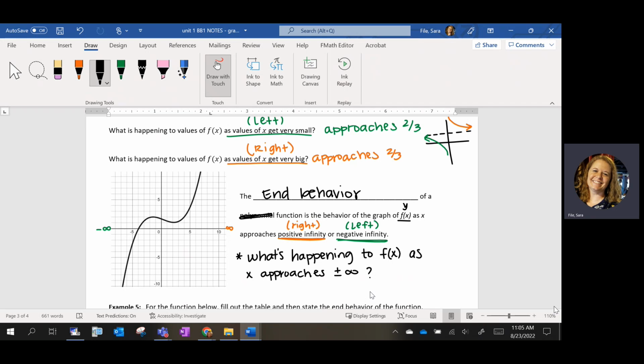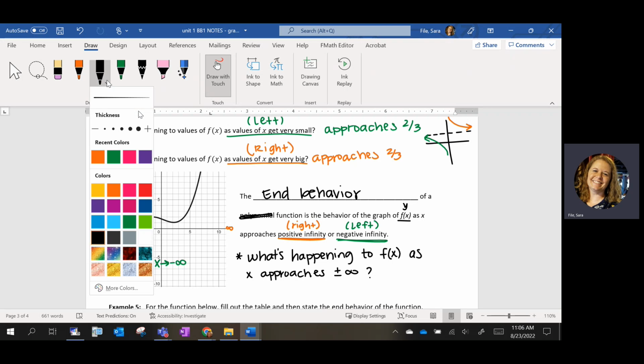Okay, so it's not going to be like up here where it says as x gets very small, f of x approaches 2/3. We're not going to write it out in words like that. Okay, so we're going to use this graph here as an example. We're going to do the notation. Okay, so I'm going to put as x approaches negative infinity. So that's written like this. As x, and then we use this arrow symbol for approaches, negative infinity.